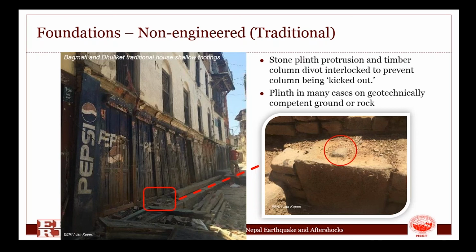Looking at the stone plinth themselves, there is actually a protrusion in them that's about 1 inch or 25 millimeters high and 2 by 2 inches or 50 millimeters square. And the matching column has a divot, and that way they are interlocking, preventing the column itself from being kicked out. The plinth itself in many instances was observed to sit either directly on rock itself or geotechnically competent ground.